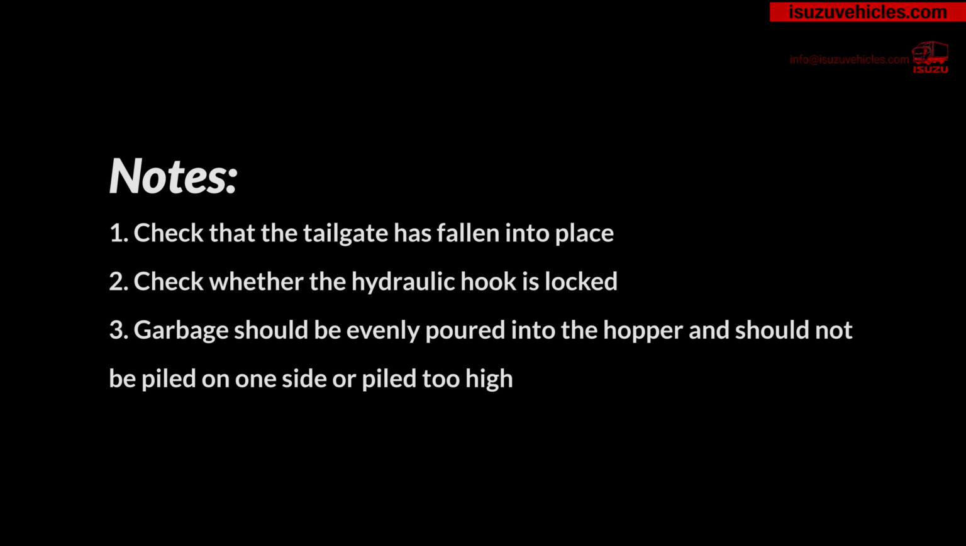Part 3. Operation of tailgate. Notes. 1. Check that the tailgate has fallen into place. 2. Check whether the hydraulic hook is locked. 3. Garbage should be evenly poured into the hopper, and should not be piled on one side or piled too high. First step. Switch the operation mode of the tailgate.